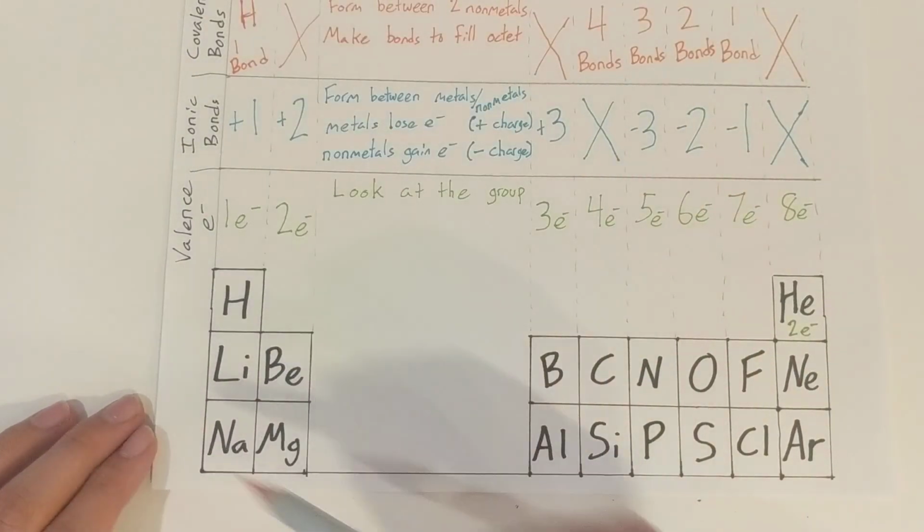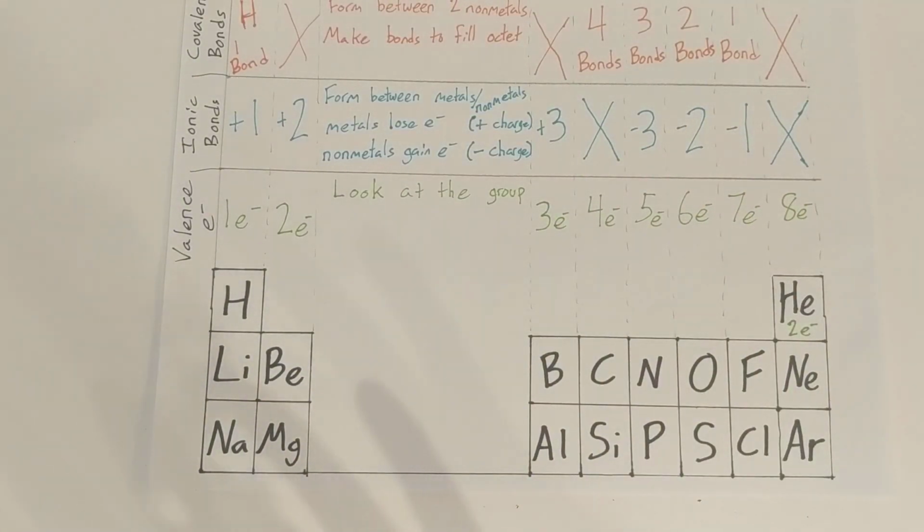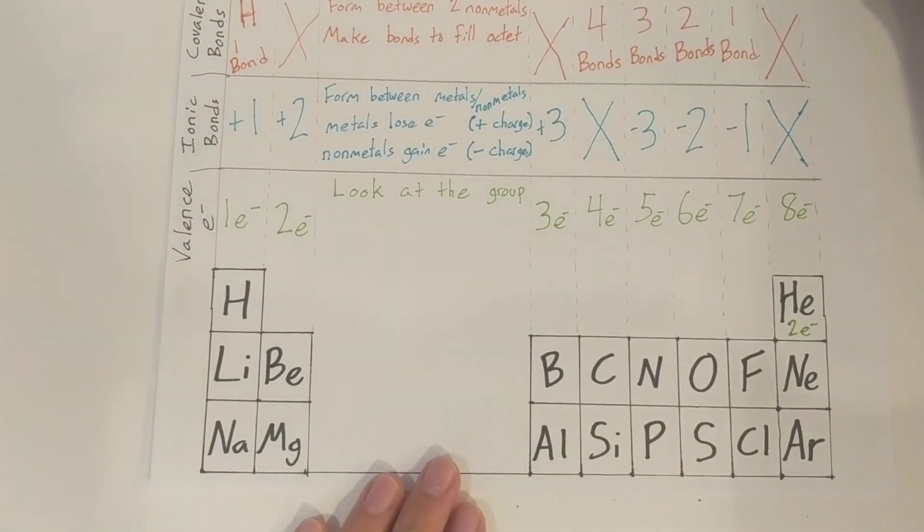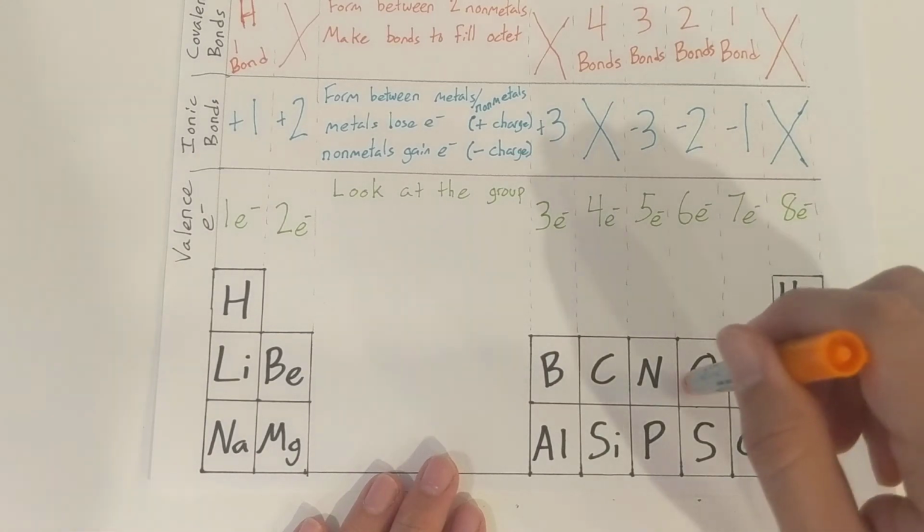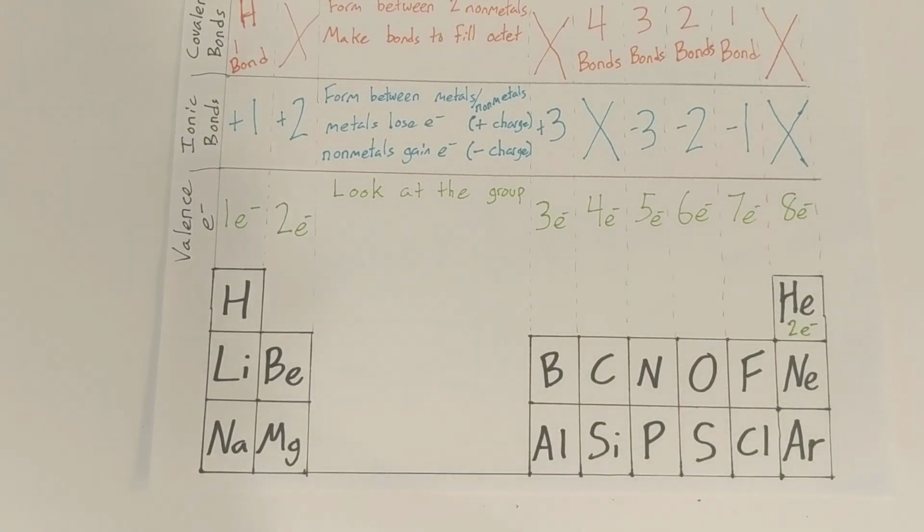So please write this down on a page in your notebook. It is basically a great review, a really shorthand review of ionic bonds and covalent bonds that you can use to help you figure out what different elements want to make by looking at your periodic table.